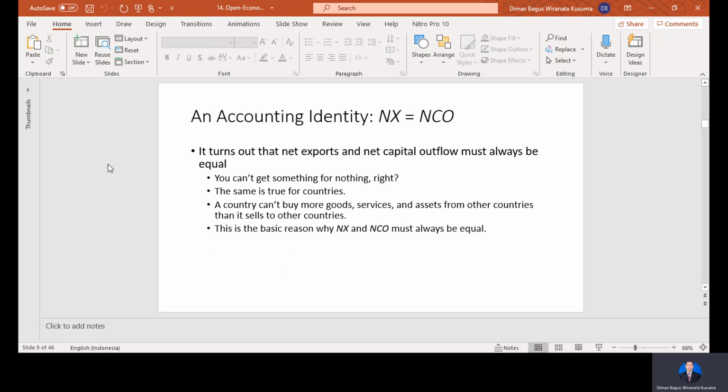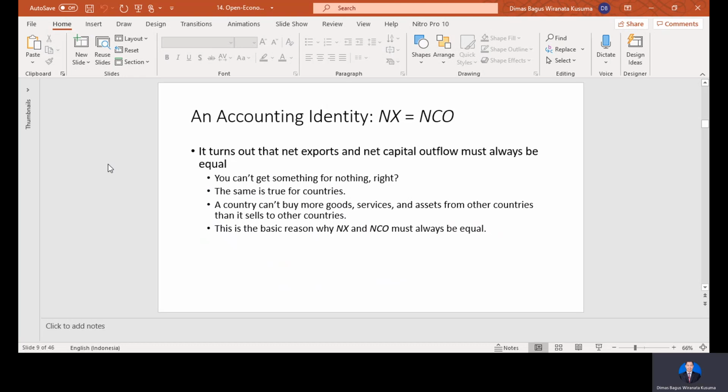So in turn, net export and net capital outflows must always be equal. You cannot get something for nothing, right? The same is true for countries. A country cannot buy more goods, services, and assets from other countries than it sells to other countries. This is the basic reason why NX and NCO must be equal. So NX and NCO represent equal activities in the real and financial sectors.